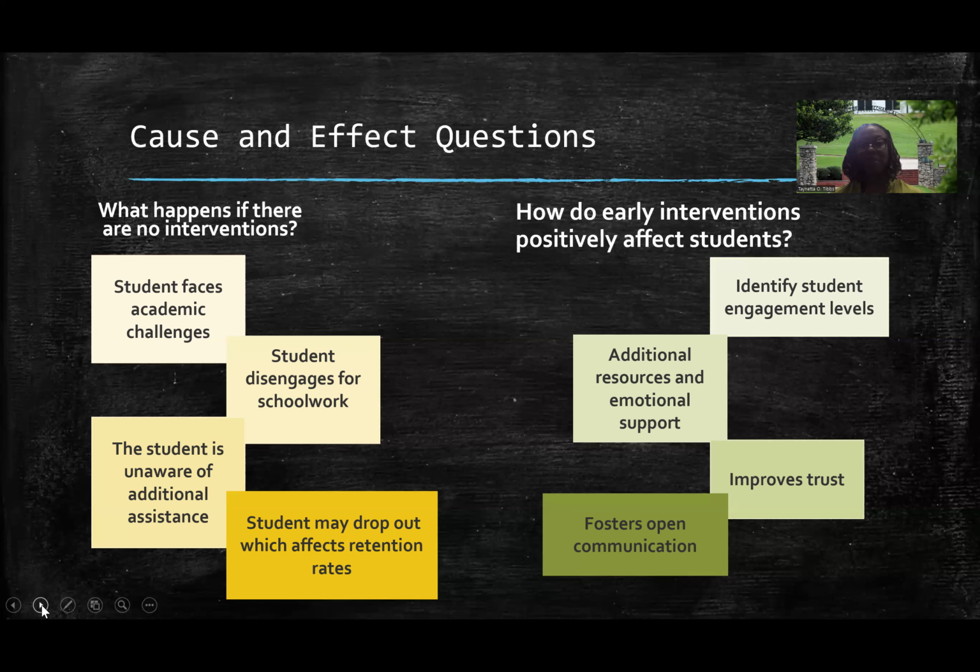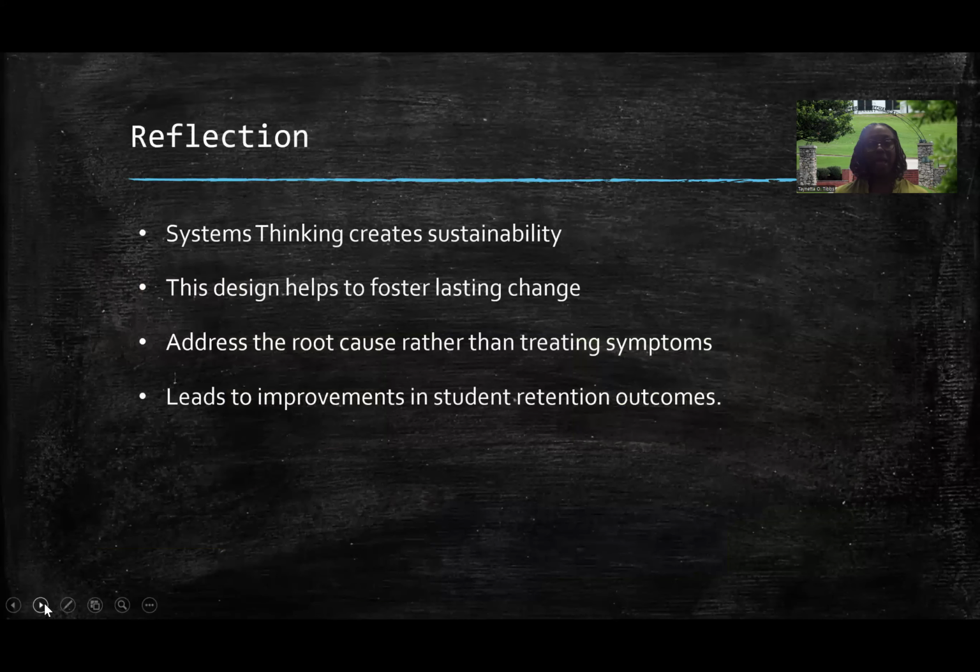That student that may be in trouble is more likely to come to you and say, "Hey, I need help. I am struggling. I have this going on. I have that going on, and I need some additional assistance." So that open communication fosters academic retention rates. And reflecting upon my reflections of the thinking systems, of course, thinking systems create sustainability. They are designed to help foster lasting changes. And they address the root cause rather than treating the symptoms, which leads to the improvement of student learning outcomes.